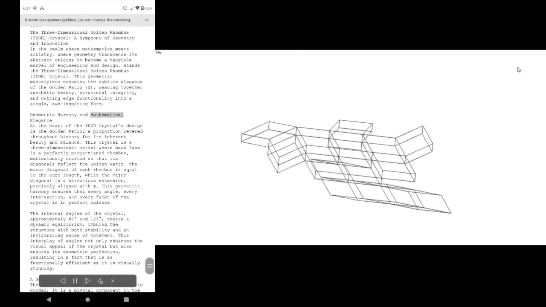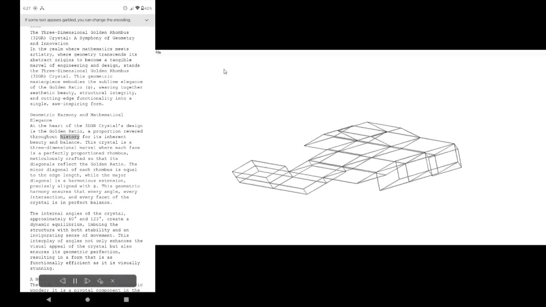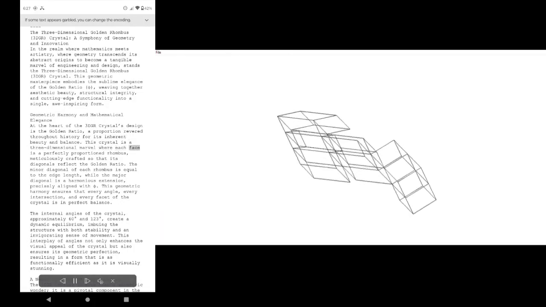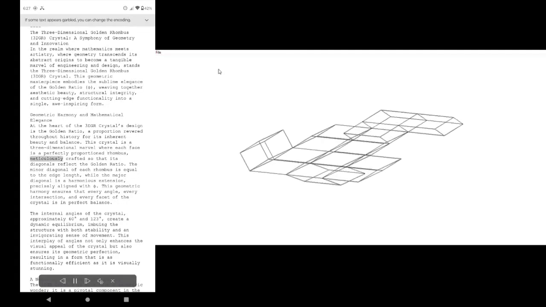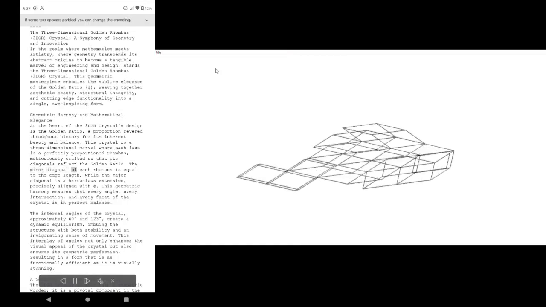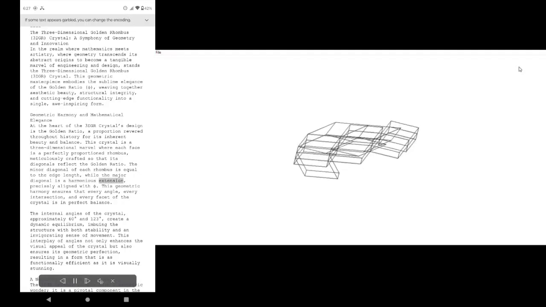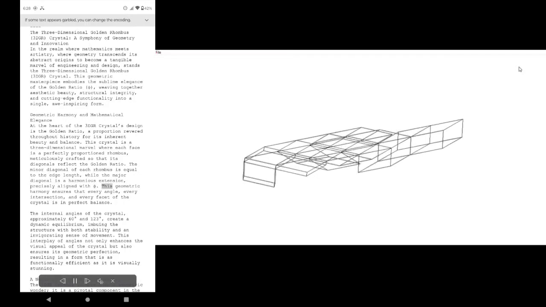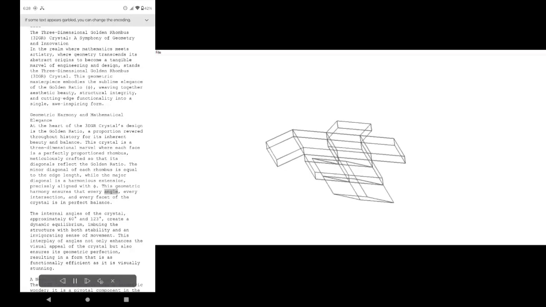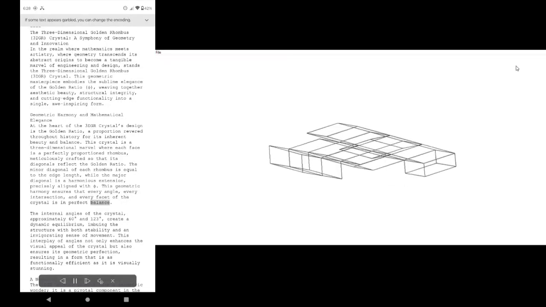Geometric harmony and mathematical elegance. At the heart of the 3DGR crystal's design is the golden ratio, a proportion revered throughout history for its inherent beauty and balance. This crystal is a three-dimensional marvel where each face is a perfectly proportioned rhombus, meticulously crafted so that its diagonals reflect the golden ratio. The minor diagonal of each rhombus is equal to the edge length, while the major diagonal is a harmonious extension, precisely aligned with phi. This geometric harmony ensures that every angle, every intersection, and every facet of the crystal is in perfect balance.